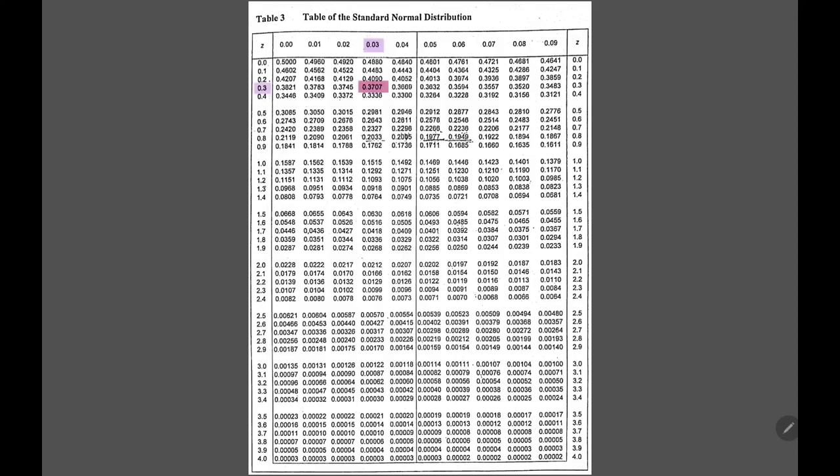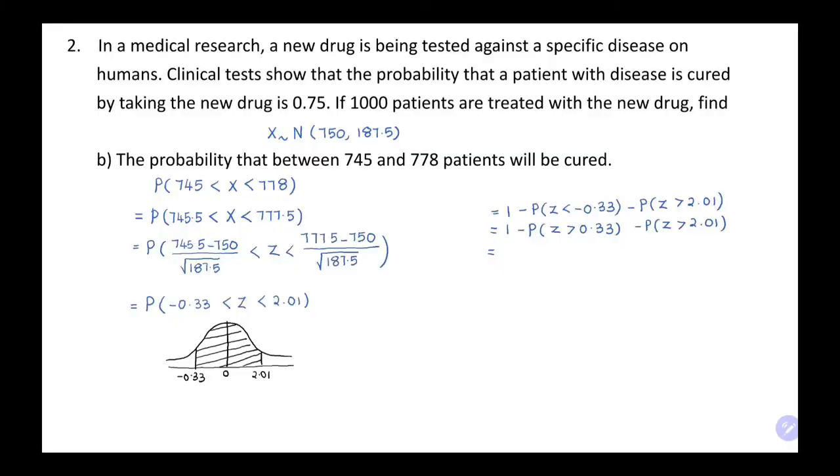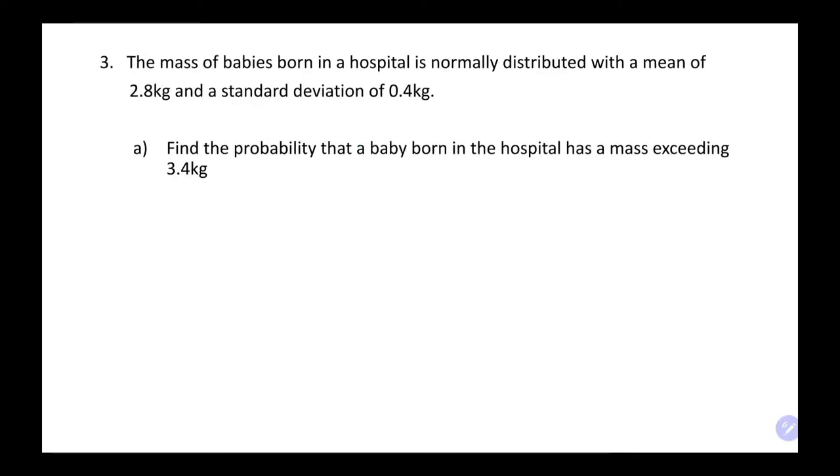We find 0.33, so we have 0.3707, and we find 2.01, so we have 0.0222. We copy and put the answer here: 1 minus 0.3707 minus 0.0222. Then we solve, we get the answer 0.6071.